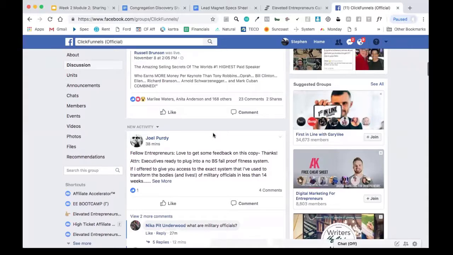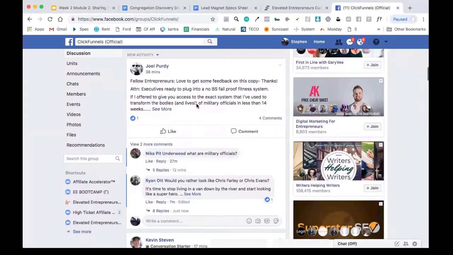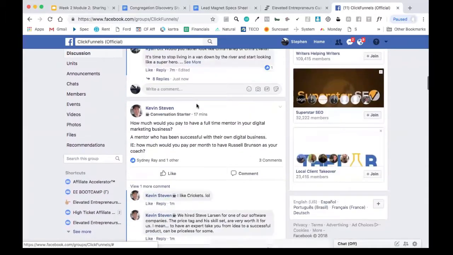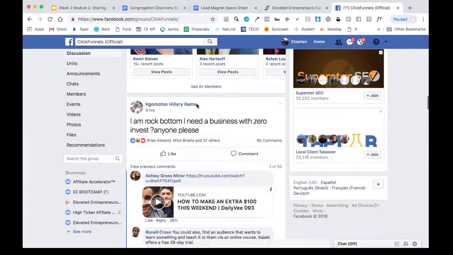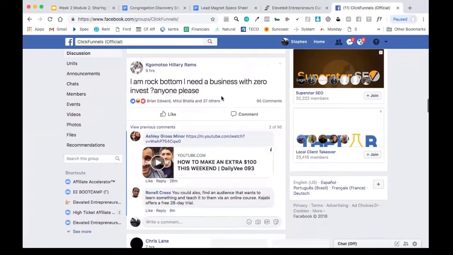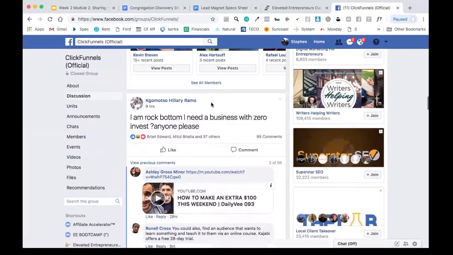Okay. Feedback on this copy. Looking for some help. It could be interesting. I'm going to scroll it briefly, but what you can also do, oh, here we go. I'm rock bottom. I need a business with 0 invest. I don't know if that's really the best person, but the thing is that you're not going to take this approach with this person for them. It's really for the traffic of everybody else.